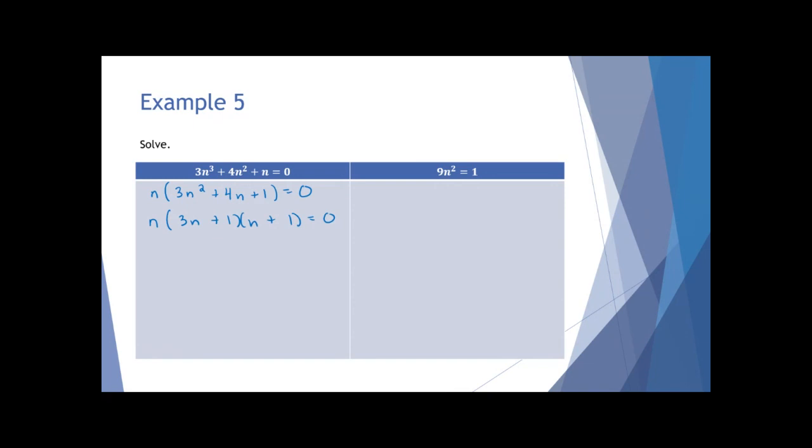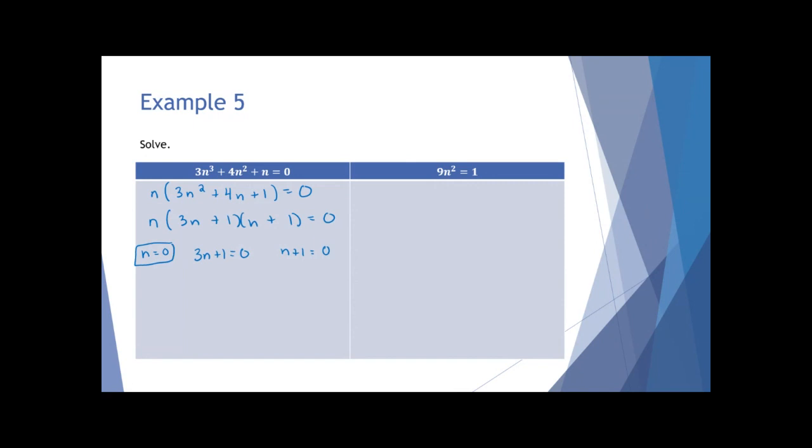So now I have 3 things that are set equal to 0, and that first one's not a number, it actually has a variable. And the zero product rule applies even if you have 3 things multiplied together. So I have n equal to 0, which is one solution. Then 3n plus 1 equals 0. And then n plus 1 equals 0. So because my highest exponent was 3 in the original problem, I'm going to end up with 3 solutions.